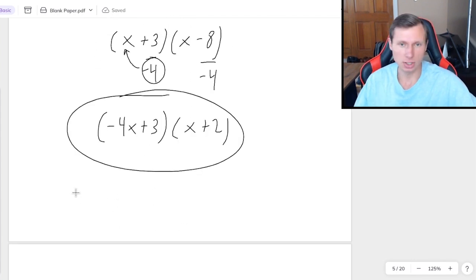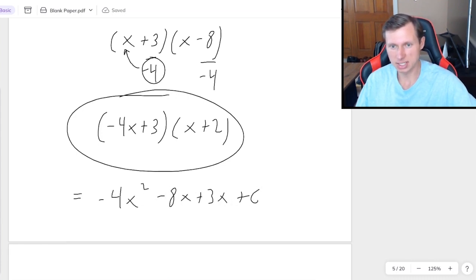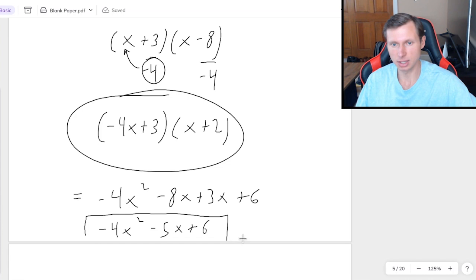And again, if we're unsure, we can FOIL this. Negative 4x squared minus 8x plus 3x plus 6. Reduce the middle terms, and we'll get this, which was the original problem. So see, we do the exact same thing for this. Once we understand this shortcut, it's actually not that bad at all. So all you need to do is keep practicing, whether that's with this video or any other videos or homework you have, just keep practicing.